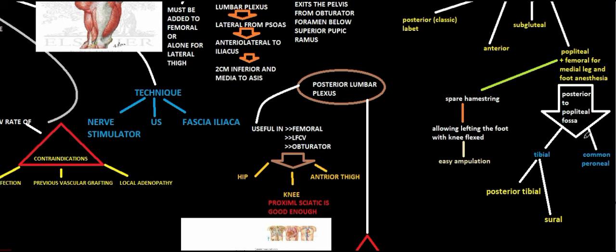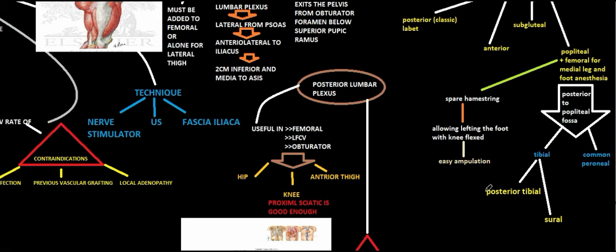Posterior to the popliteal fossa, we have two divisions of the sciatic nerve, the common peroneal and the tibial. But before mentioning that, I should mention that the popliteal nerve block spares the hamstring muscles, allowing lifting of the foot with the knee flexed. So it's better for ambulation.